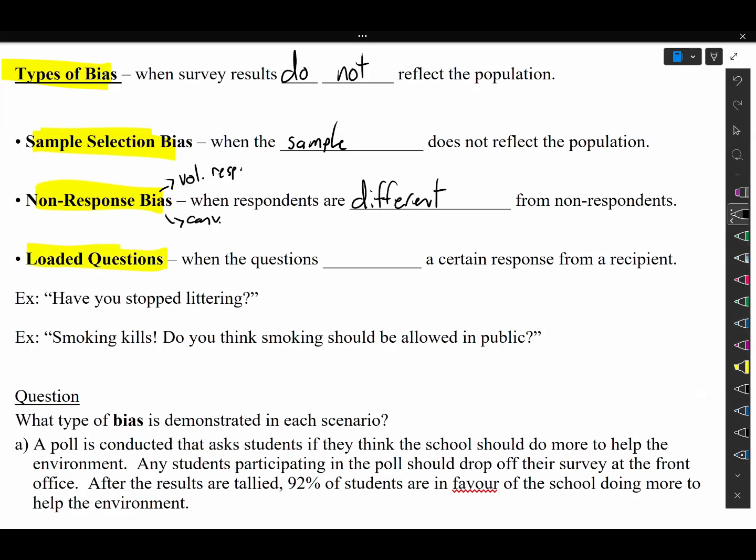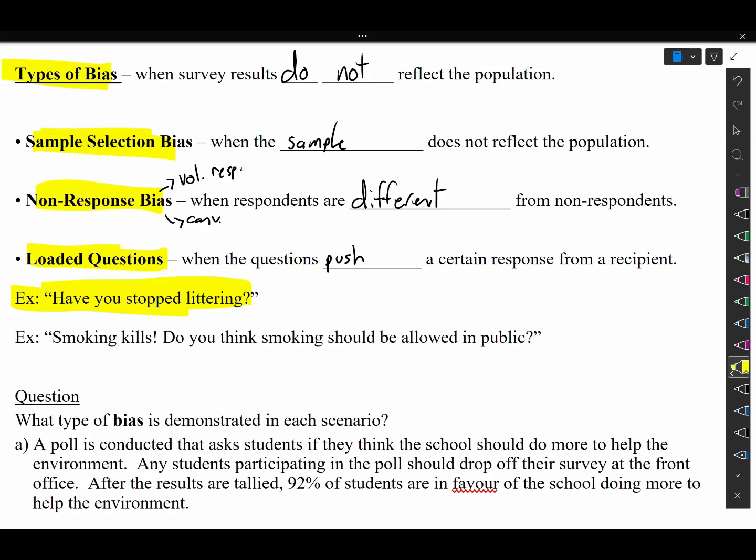A loaded question is when the question pushes or suggests a certain response from a recipient. An example would be something like, "Hey, have you stopped littering?" The issue with a question like this is that whether they say yes or they say no, they're acknowledging that they used to be littering before. This is a loaded question because just by answering it, whoever is responding can feel put into a trap, can feel like the question itself is against them.